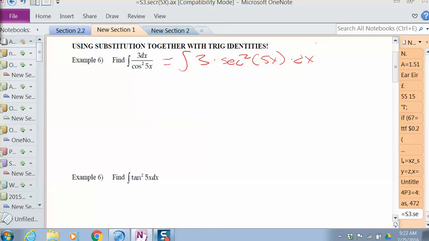But before I get too carried away with doing the antiderivative, we do have that 5x, which creates a little bit of a problem. So let's let u equal 5x. If we do that, then du/dx, of course, is 5. And we can simply do a little algebraic manipulation. So dx is du over 5.